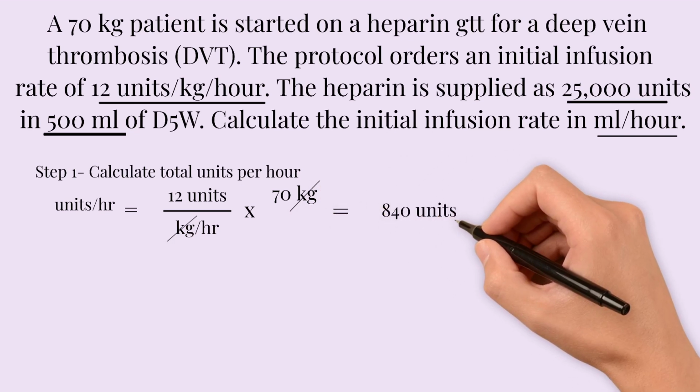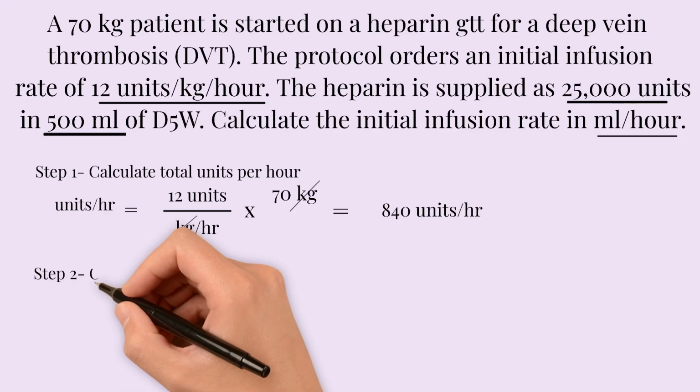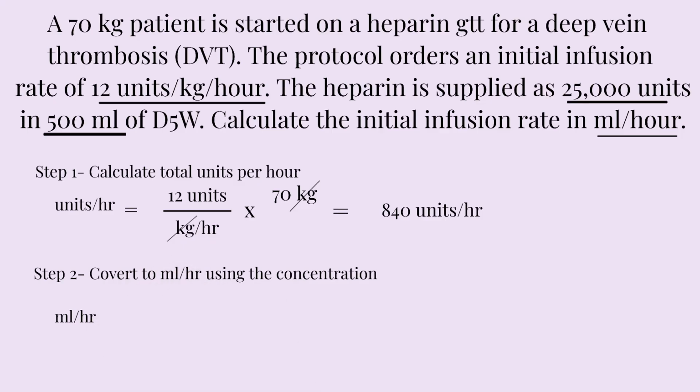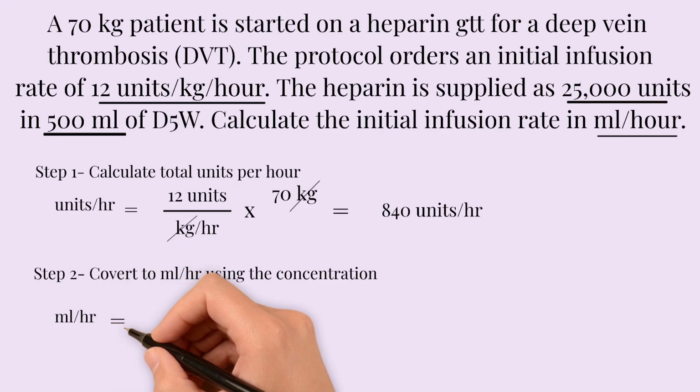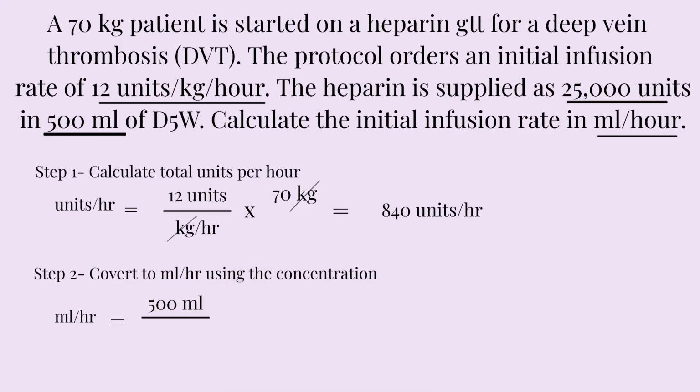But we're not done because we're still looking for mLs per hour. So we have to do a second step. Step two, let's convert to mLs per hour using the concentration. So now we're looking for our final answer of mLs per hour. We know that the bag has 500 mLs with 25,000 units.